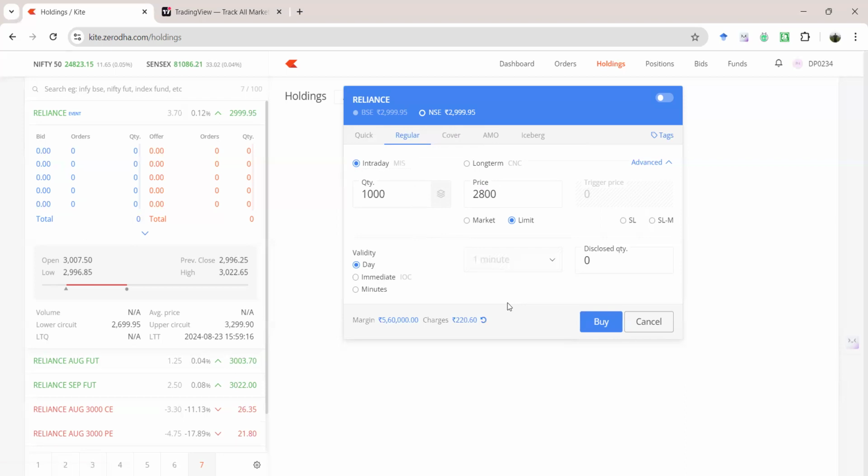And validity: day, immediate, minutes. IOC means what? Immediate or cancel. So if you place this order and select this, and the order is not executed at the same time, then it will get cancelled. If you use minutes, suppose you want this order to be valid only for 5 minutes and it is not executed within the next 5 minutes, then this will get cancelled.